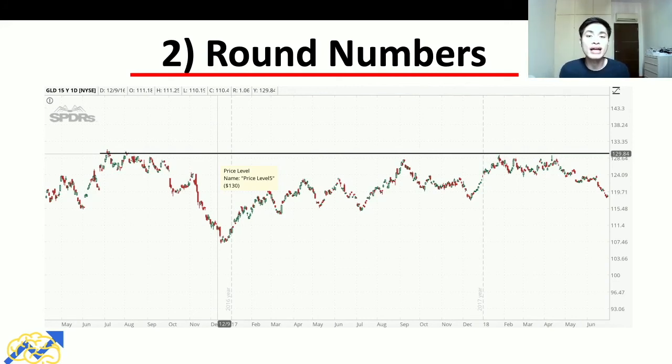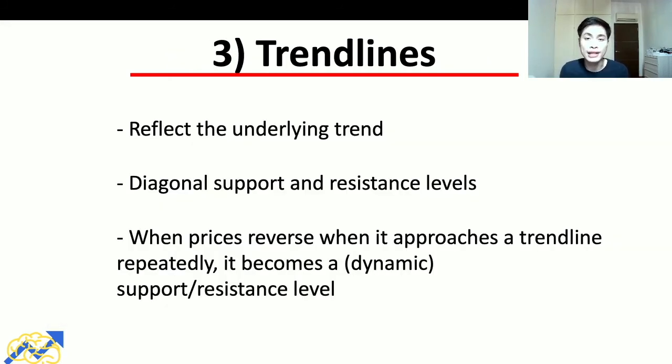The second way to find and identify support and resistance levels on a price chart is to look at round numbers. The third way is to use trend lines. Trend lines reflect the underlying trend. In the examples that we have seen so far, the support and resistance levels are horizontal lines. Trend lines are a bit different. Trend lines are diagonal support and resistance levels. In a trend line, when prices reverse when it approaches that line, it becomes a dynamic support and resistance level.